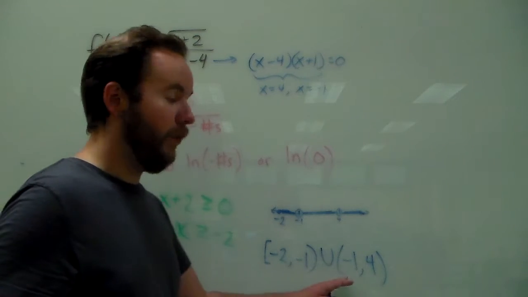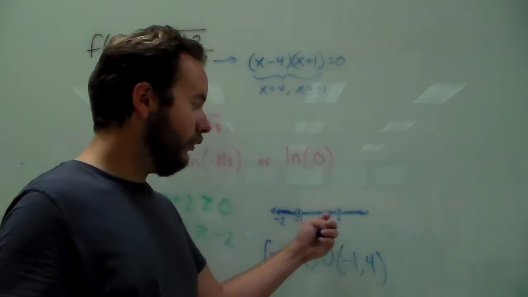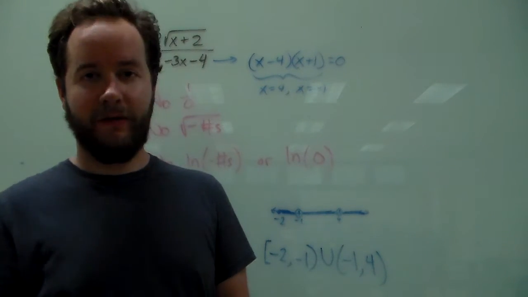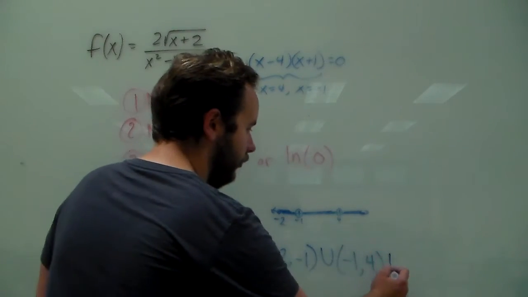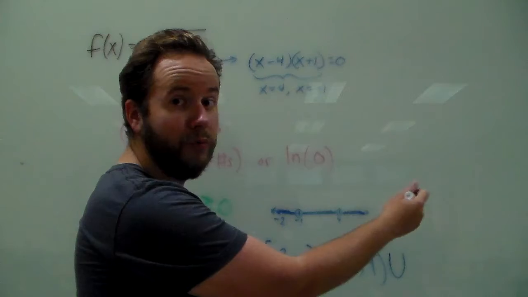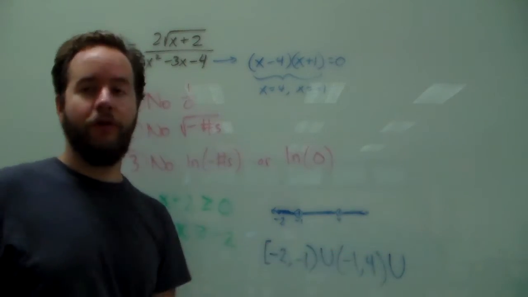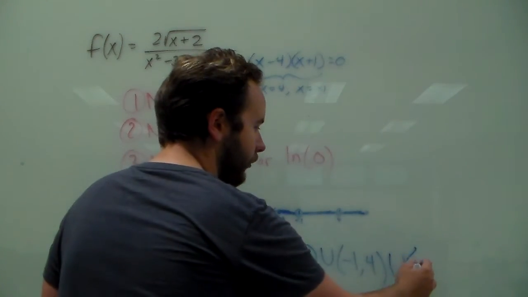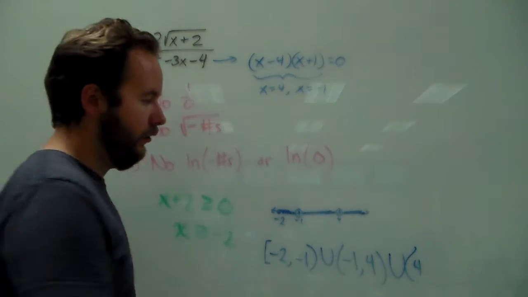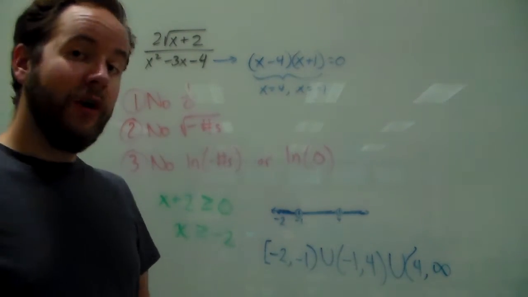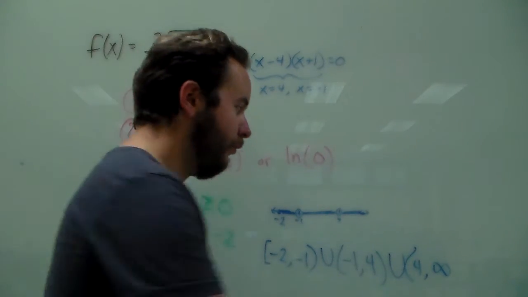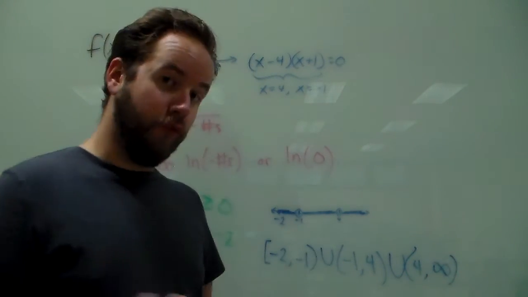Notice I'm putting parentheses on both negative 1 and 4 because I don't want to include either negative 1 or 4 because they're excluded. They have open circles around them. And lastly, we have the interval from 4 to infinity. It goes on forever. So we're going to say 4 with an open parenthesis, again because we're not including it, to infinity. Now, we never include infinity. Infinity always gets a parenthesis put on it, but that's just a rule that you need to know.